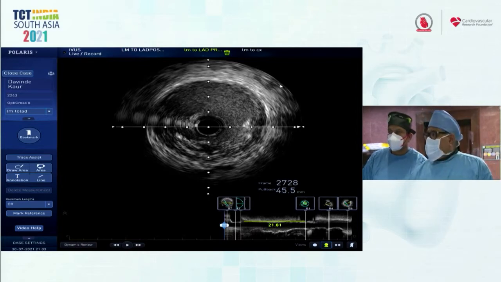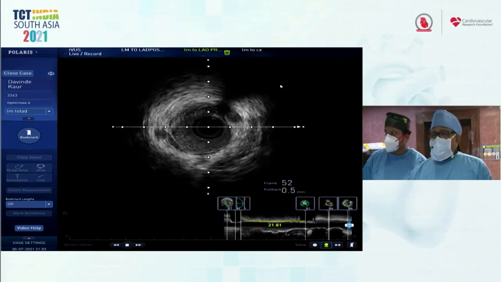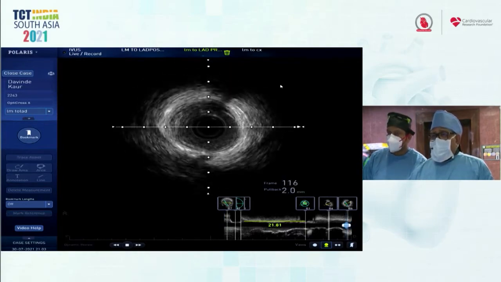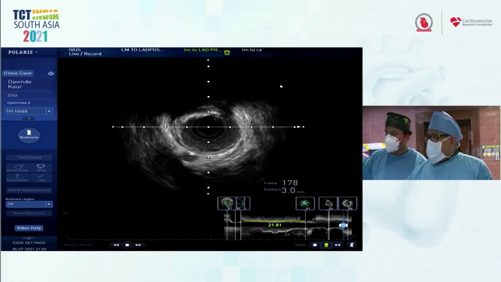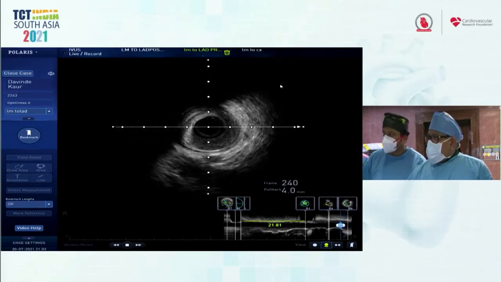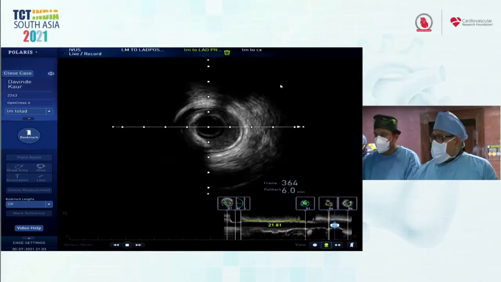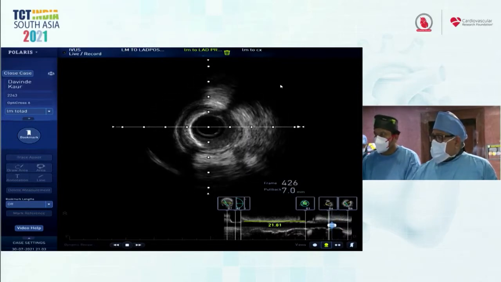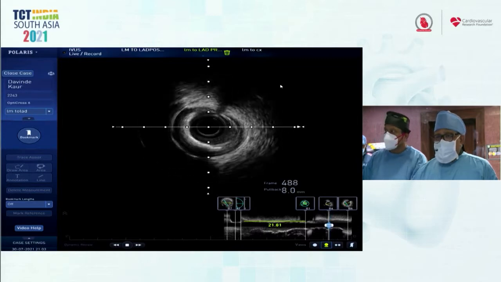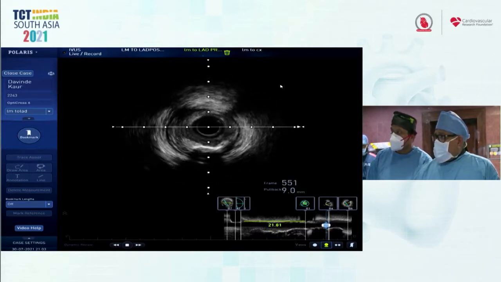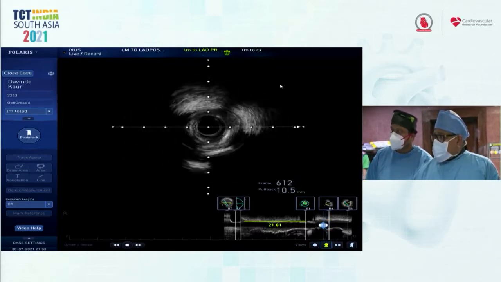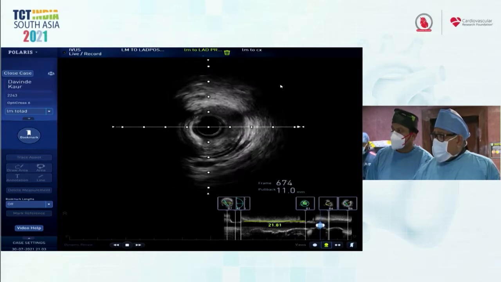So can you run the IVUS again from the beginning? So after having a rota and also the balloon dilatation with 3 millimeter NC, we had the IVUS done across the LAD. So this is the IVUS. Calcification is 270 degree. Length, of course, is big enough, more than 5 millimeter. An indication to go for the ablation therapy.